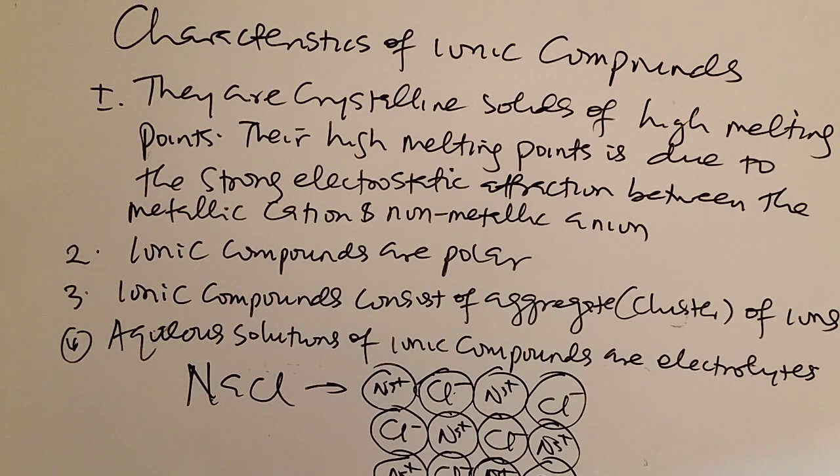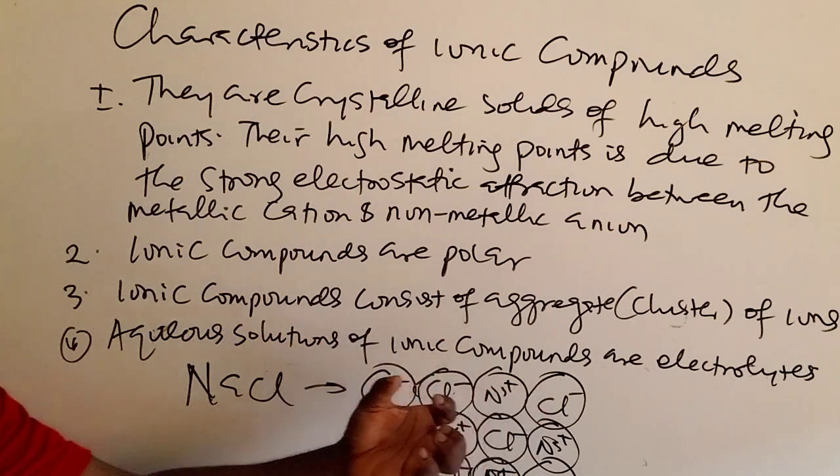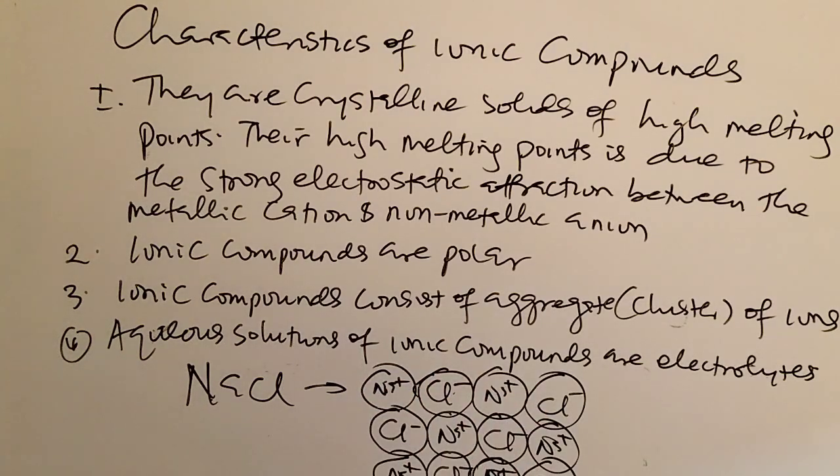Number 2 says ionic compounds are polar. Polar means that they are formed from elements of wide difference in electronegativity. They have dipole moments. So polar means they are soluble in water or in polar solvents. Ionic compounds dissolve in water. So number 3, ionic compounds consist of aggregates of ions, clusters of ions. If you look at them, you see the ions are all clustered together. So the ions join together.